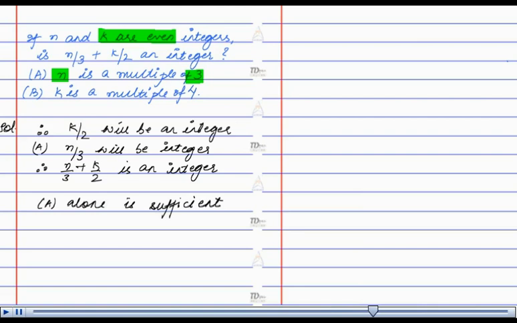From statement B, we have that k is a multiple of 4, but we do not know whether n is a multiple of 3 or not. So B alone is insufficient to answer the question, and hence the correct answer is option number 1. Thank you.